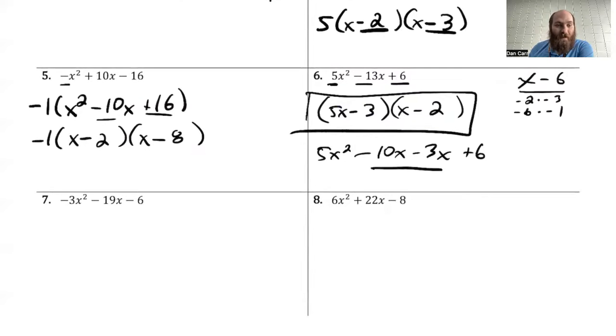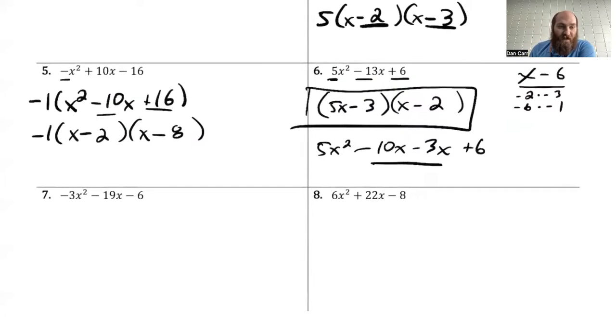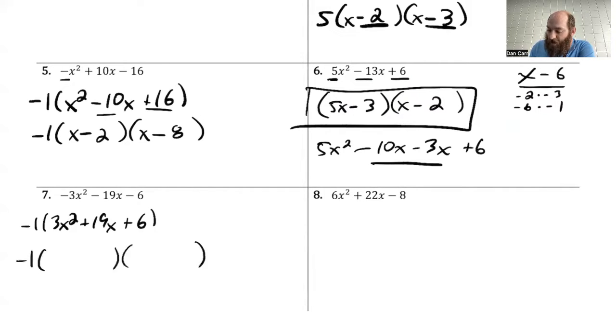All right, last two examples here, 7 and 8. For number 7, first thing I'm going to do is take out a -1. So I make that a +3x squared, a +19x, and a +6. And again, that 3x squared, I can't take anything else out. So I'm going to go ahead and put it into 3x and x. It multiplies to a +6 here, and it's positive in the middle, so I know it's two positive numbers here. Okay.